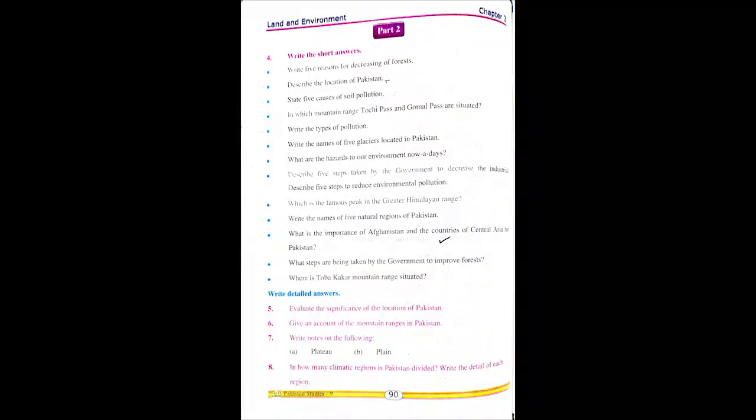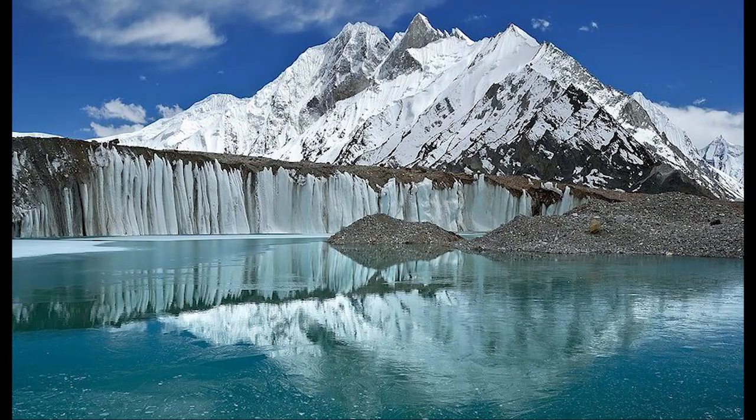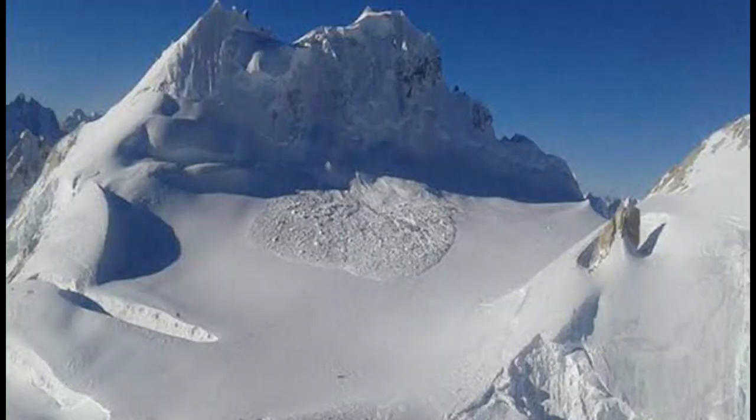You have a short question in your book exercise: write down the names of five famous glaciers of Pakistan. So the answer is Siachen, Baltoro, Biafo, Hispar, Rimo, and Batura are amongst the huge glaciers of Pakistan. Baltoro is a very important glacier as it is the base of the mountain K2, Godwin Austen. And Siachen is also very important because it is on the border between India and Pakistan, a quite disputed area.